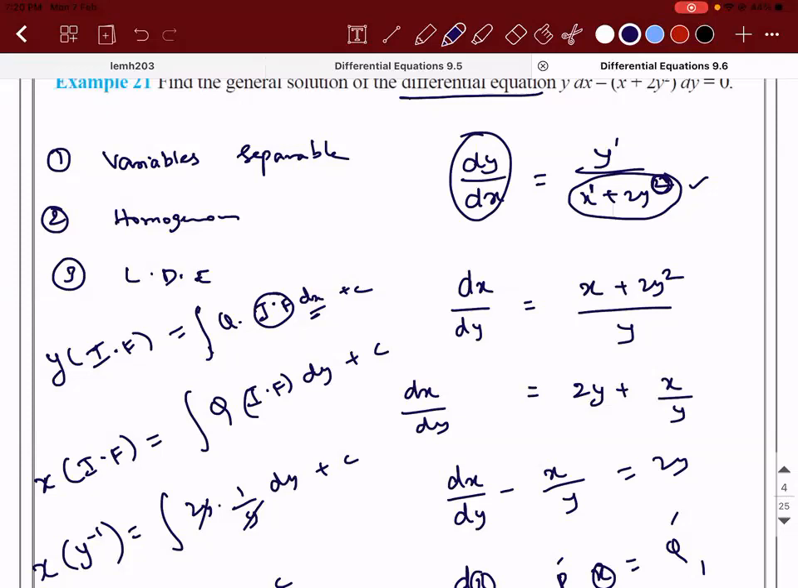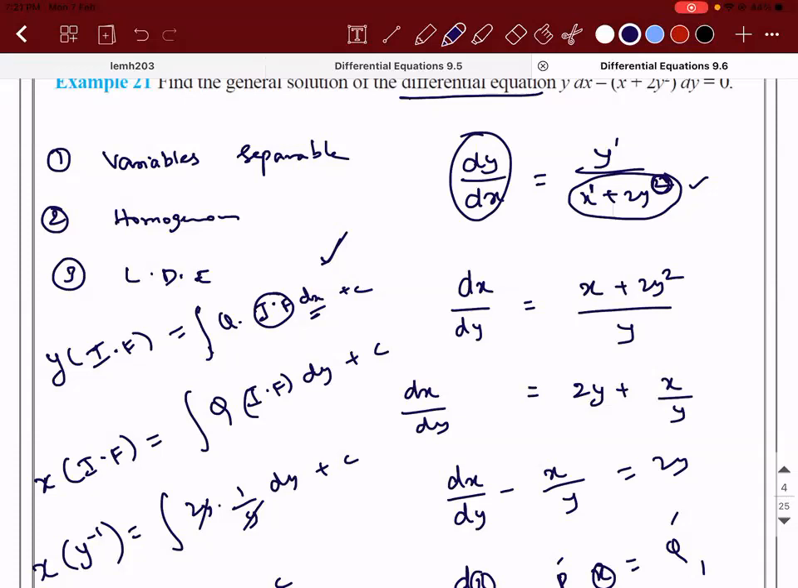So to answer your question, precisely, not all problems can be solved by all three methods. There is only one method. What is it? Variable separables. Even this formula has come only through the variable separables method. Okay, sir, understood.